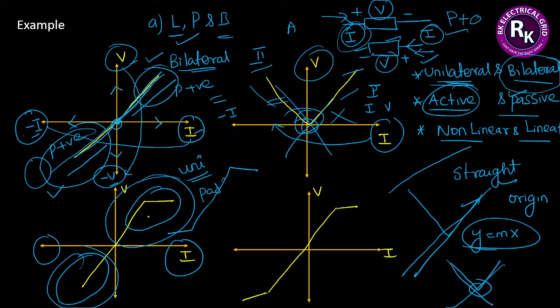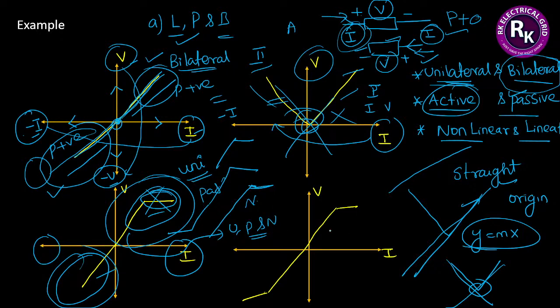Why? The graph is in the first and third quadrant, and in both places the power is positive. Next, linear or non-linear? Non-linear, sir. Why? Sir, it is a straight line up to a certain point. After that, look at what is there. Is this a straight line? No, this is non-linear. A straight line should come, this is not a straight line. If it bends like this, is it a straight line? No sir, that is non-linear. So what is the conclusion? For the third graph, this is unilateral, passive and non-linear.